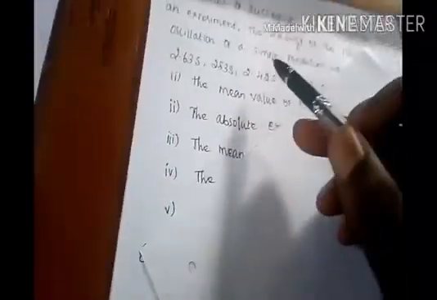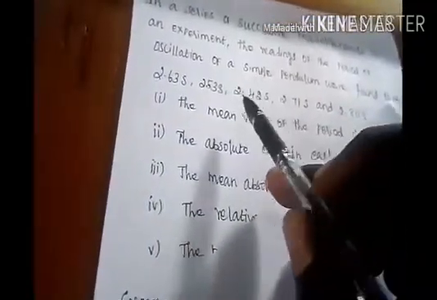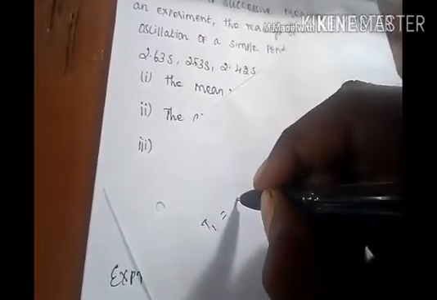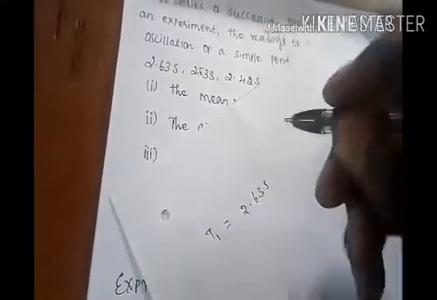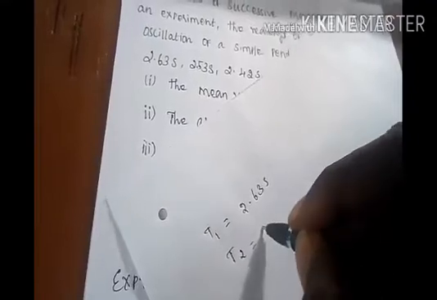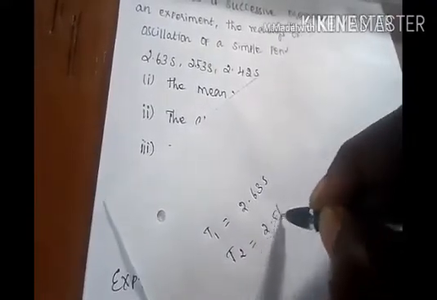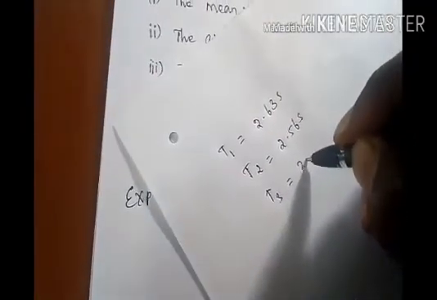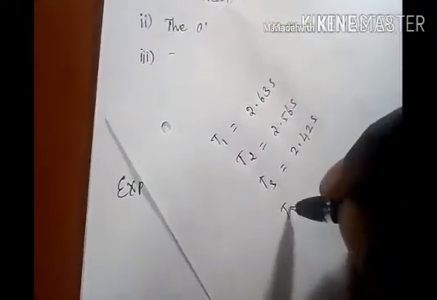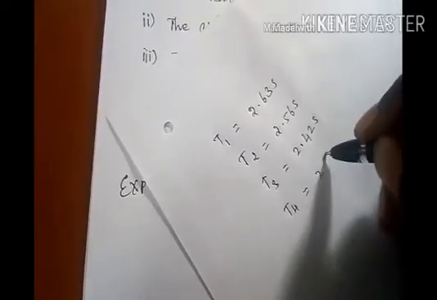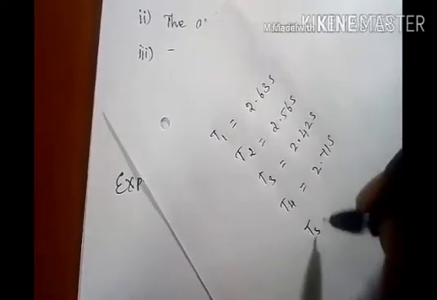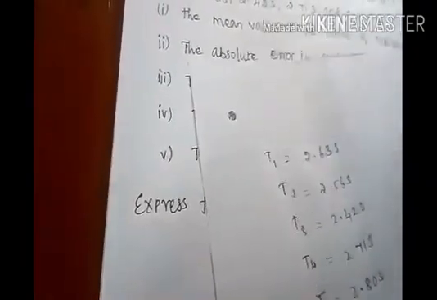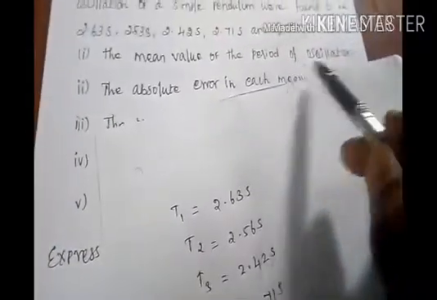First, what is given in the question? The time periods of oscillation are given. Here the given is t1 equal to 2.63 second, then t2 equal to 2.56 second, then t3 equal to 2.42 second, t4 equal to 2.71 second, then t5 equal to 2.80 second. First, let us find out the mean value of the period of oscillation.